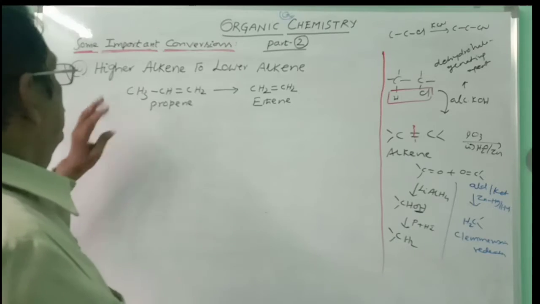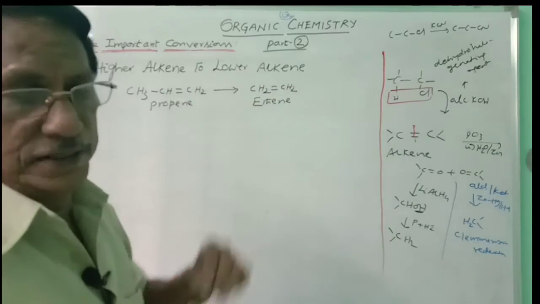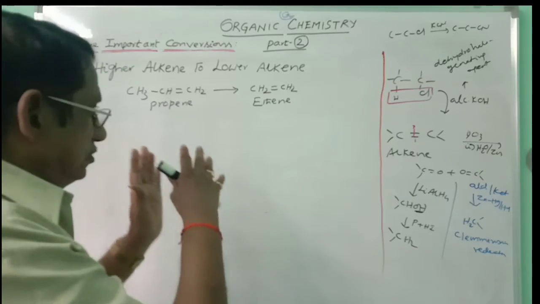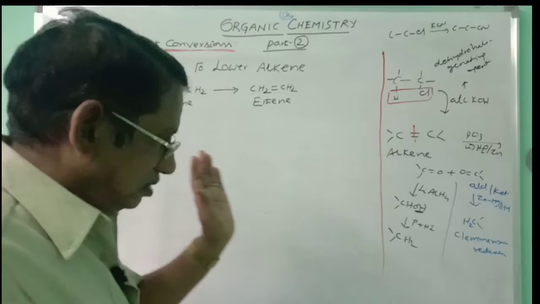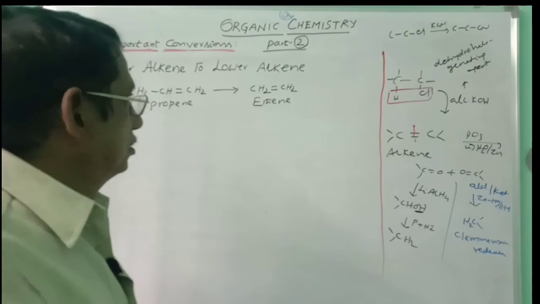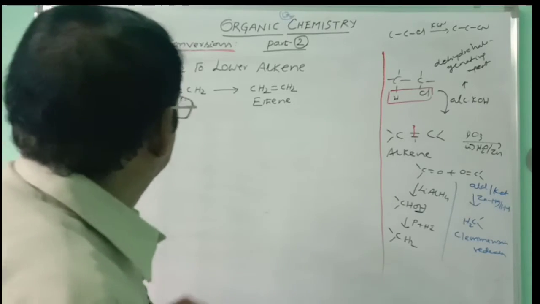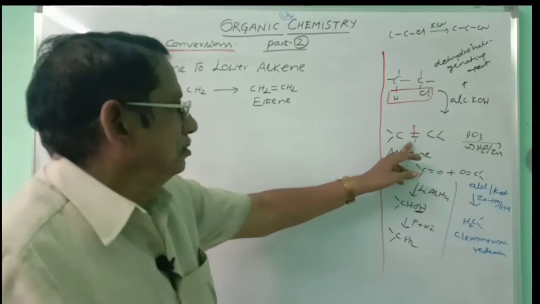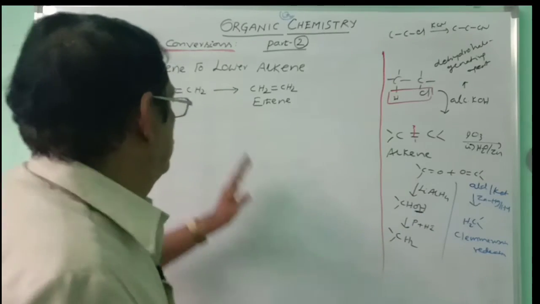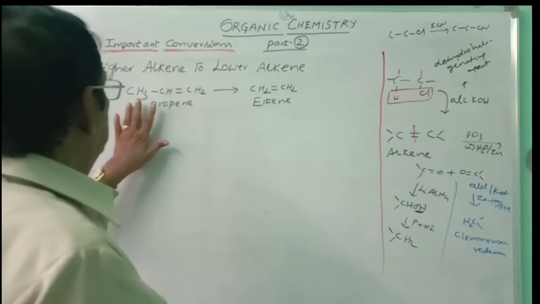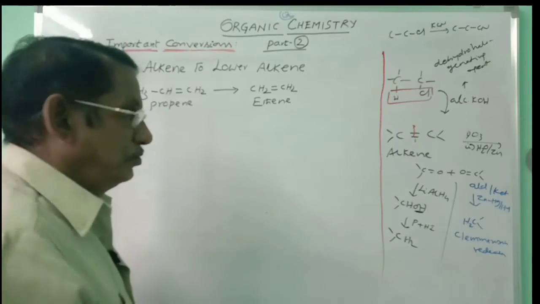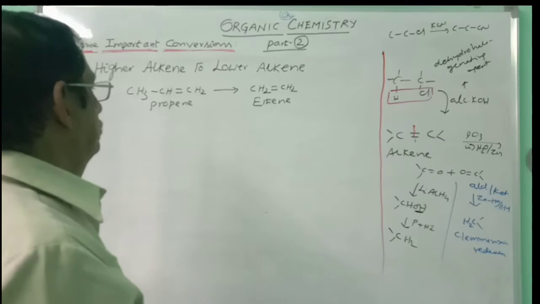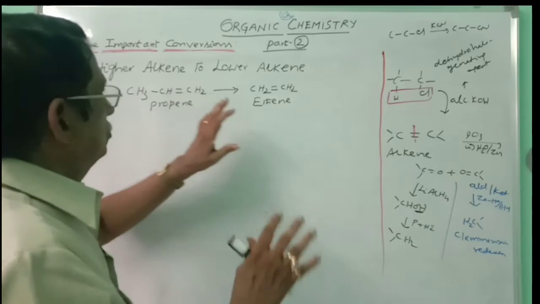Next one, 10th, higher alkene to lower alkene. Example, propene to ethene. One carbon is to be reduced. One carbon is to be degraded. So here in this case, if you want to reduce one carbon here, because double bond is present, you can do ozonolysis. Thereby one carbon will be decreased and this will be converted into aldehyde. You need not add formaldehyde, it will be next converted into carbon dioxide even also. So here this is converted into acetaldehyde.